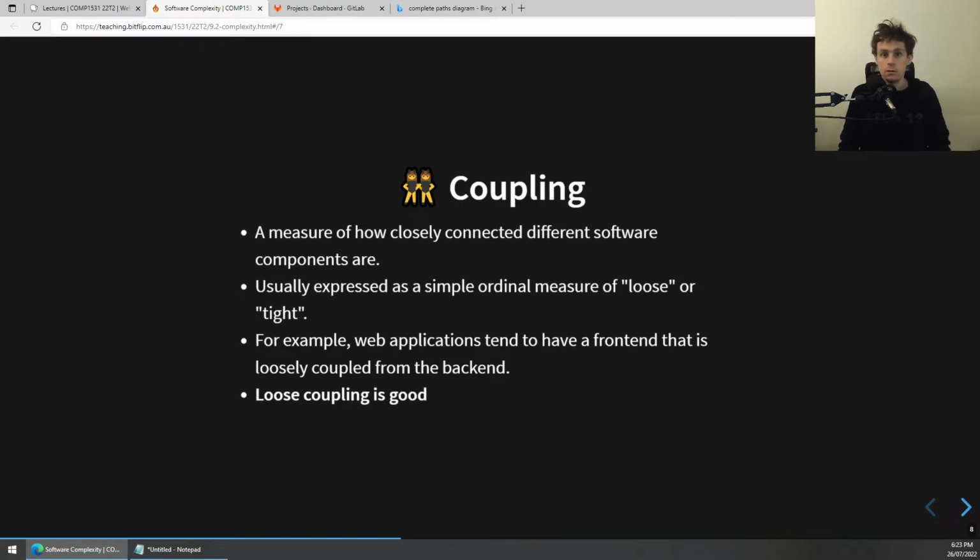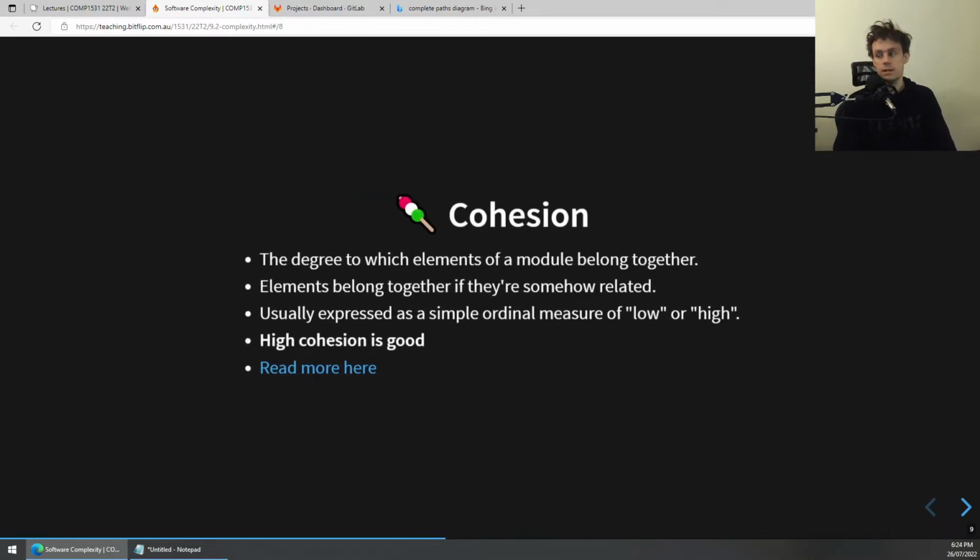For example, a web application tends to have a front end that is loosely coupled from the back end. And you know this because in the project, you've been writing an interface that means your front end can be loosely coupled from the back end. So loose coupling is good as pretty much a general rule. It's really good when your software is not all connected together, and the simple reason is that it makes your software more resistant to change, back to maintainability. You should already be at least half familiar with that idea.